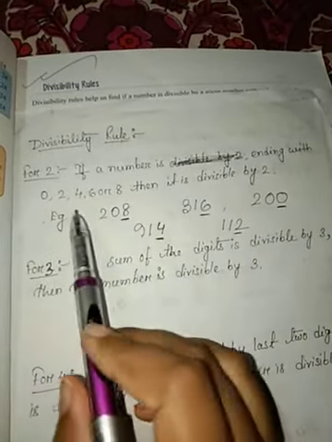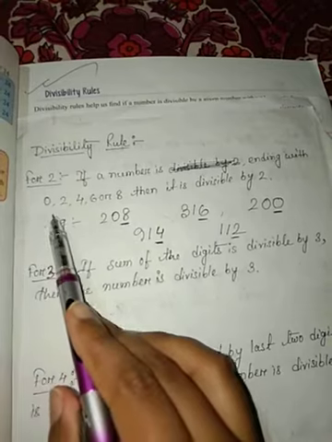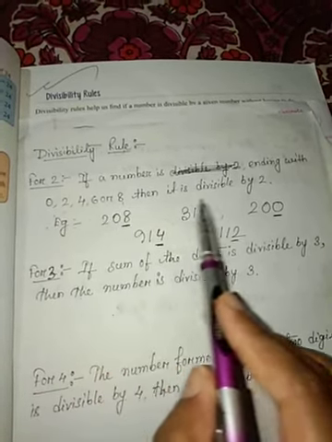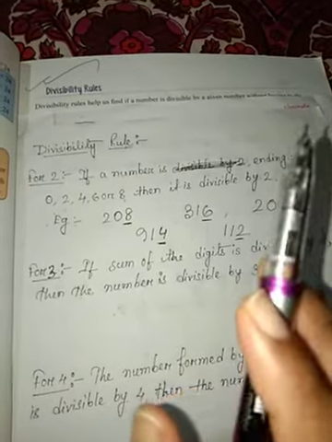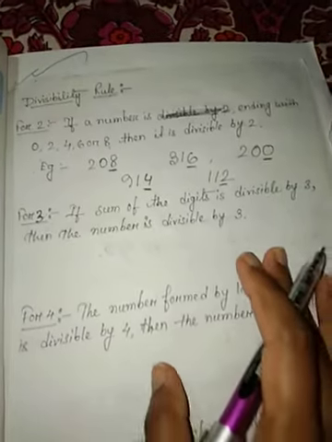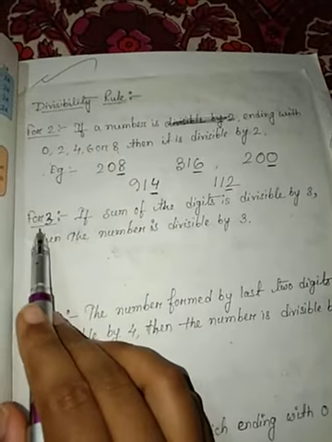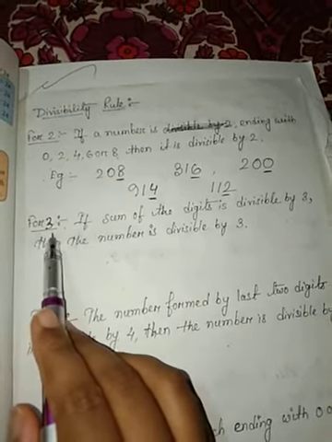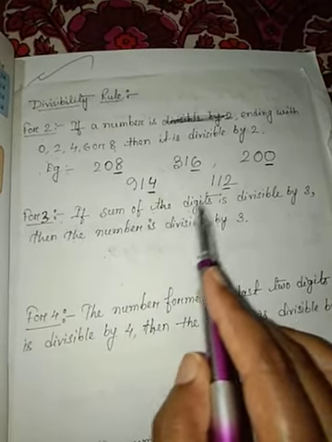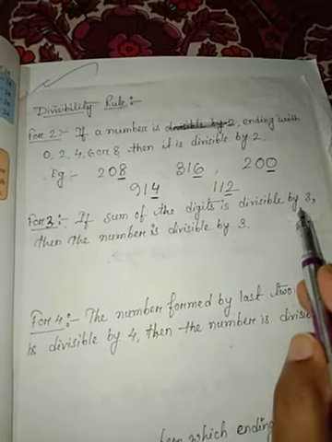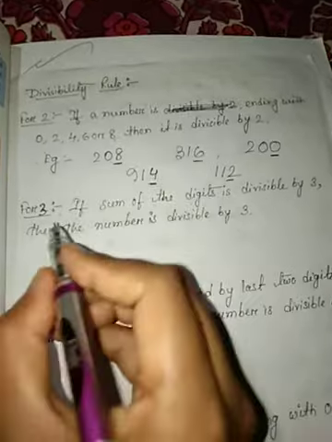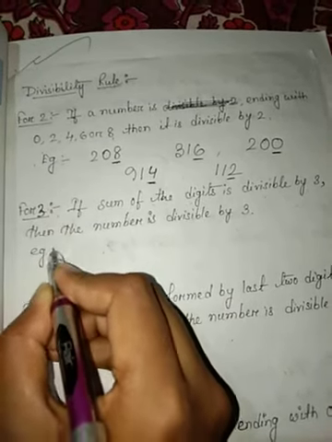That means if any number ends with 0, 2, 4, 6 or 8, then that particular number is divisible by 2. Next, the rule for 3. If the sum of the digits is divisible by 3, then the number is divisible by 3. Now we take an example.